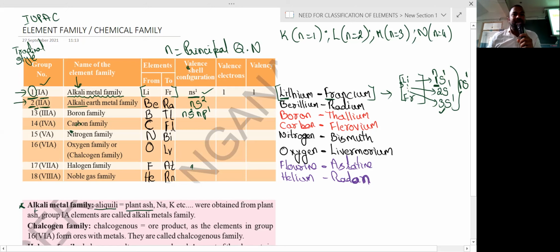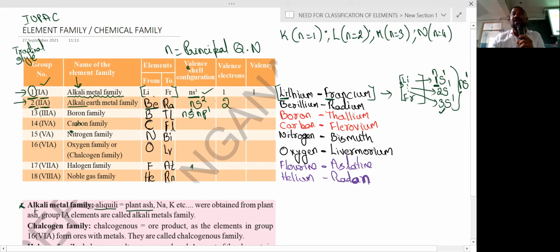So from where to where? Who is the first element of this family? The first element of the second group is beryllium. From beryllium to radium, starting from top to bottom. We go from top to bottom in a group. You have to remember that, though I am writing side by side, the topmost element is beryllium, and as you go down the group, the last element is radium. And the general electronic configuration we got is ns2.